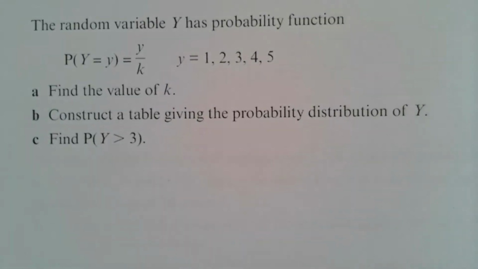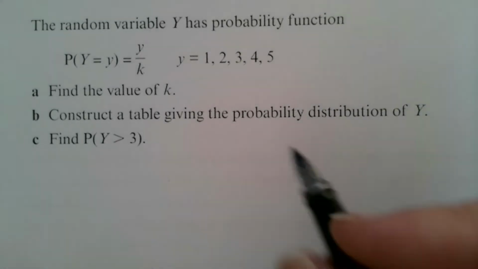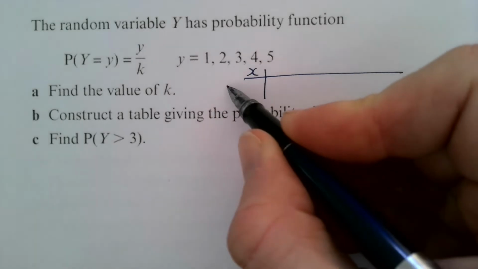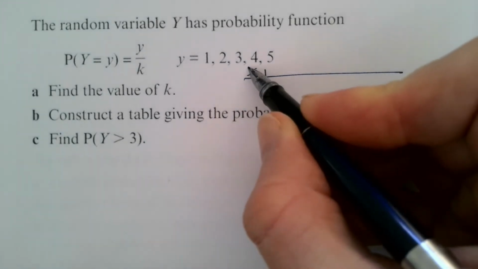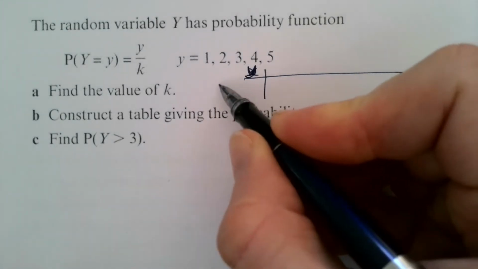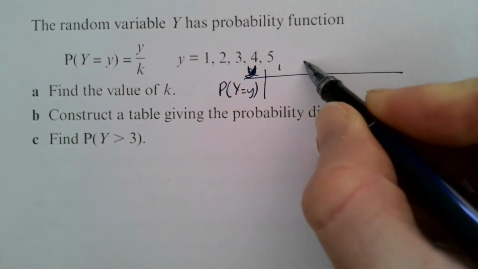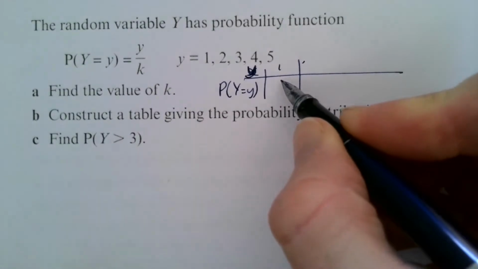Third question, something very similar, only we've got this unknown value of k. So go through the same process, make an equation, solve it. I'll pause the video now. And hopefully we are saying probability, oh it's not that, is it? It's y. So probability of capital Y equals y, and then for 1 it'll be 1 over k.